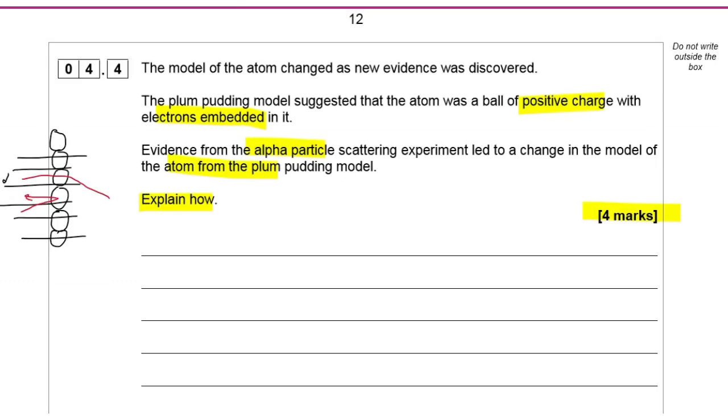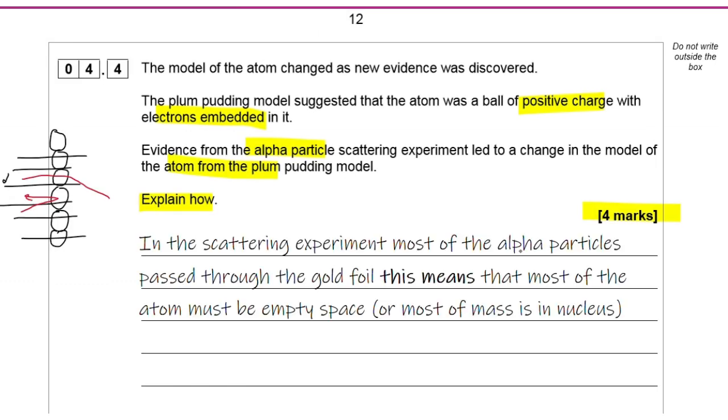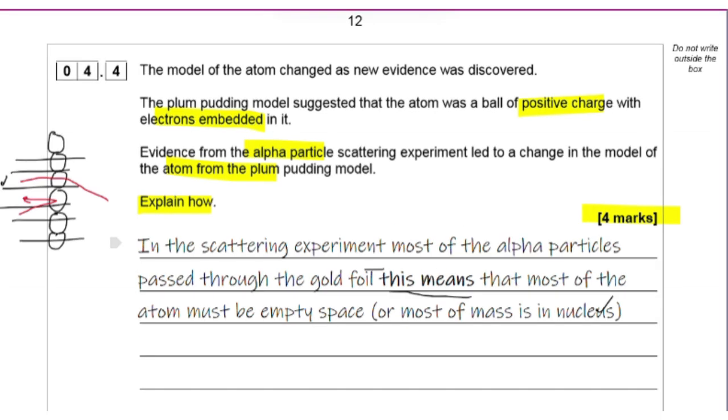In the scattering experiment, most of the alpha particles passed through the gold foil. This means, and that's a key word for explaining, this means that most of the atom must be empty space, or you could say most of the mass is concentrated in the centre called the nucleus. Now alpha particles are positively charged, so as they approached the centre of the atom, because they were deflected or reflected, the centre of the atom must have a positive charge, and that's what Rutherford also found out.